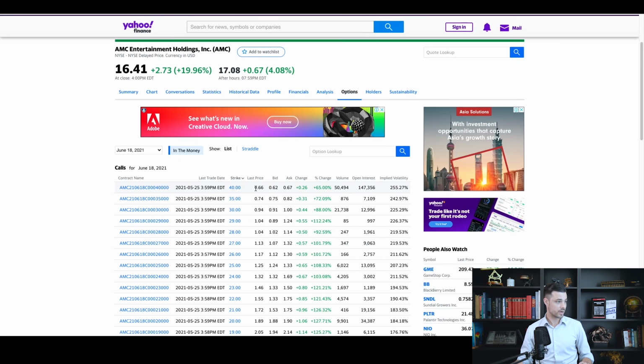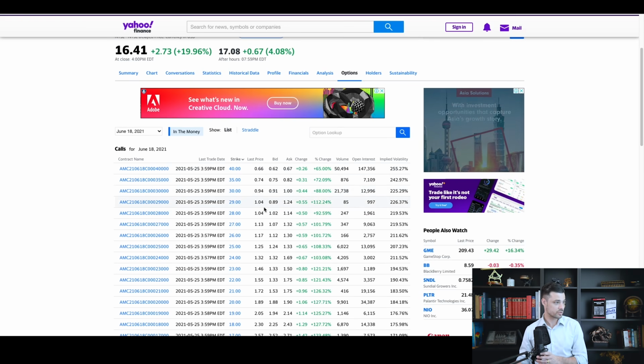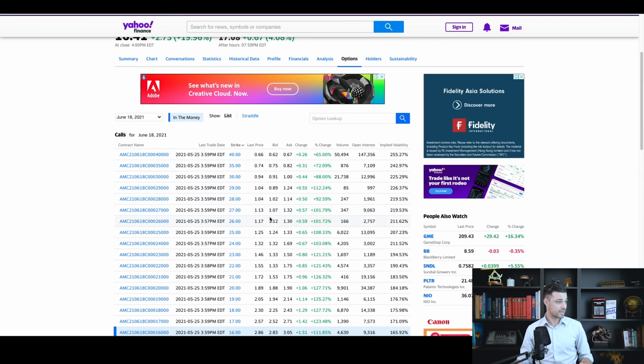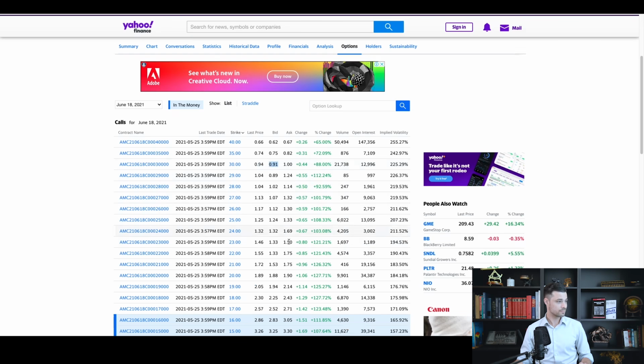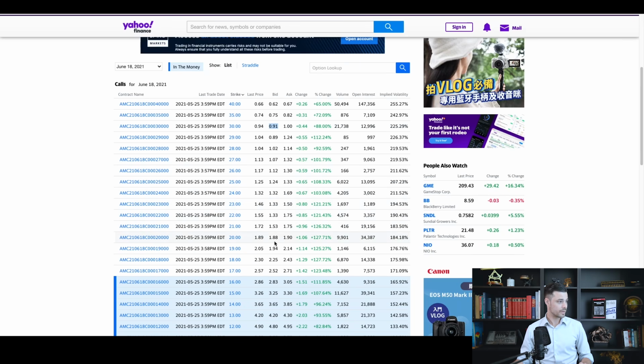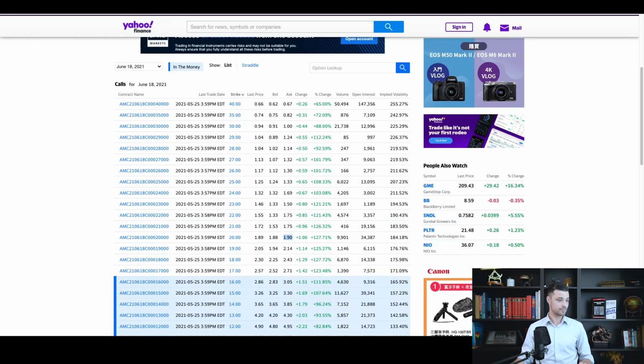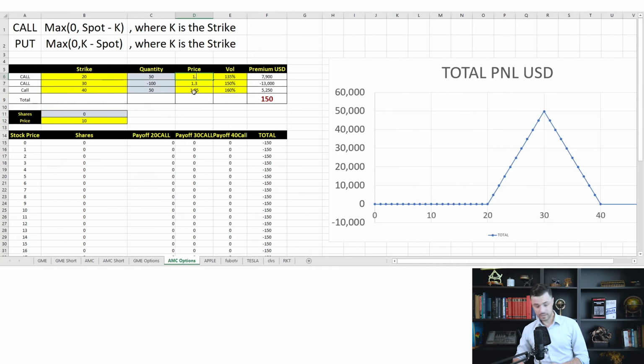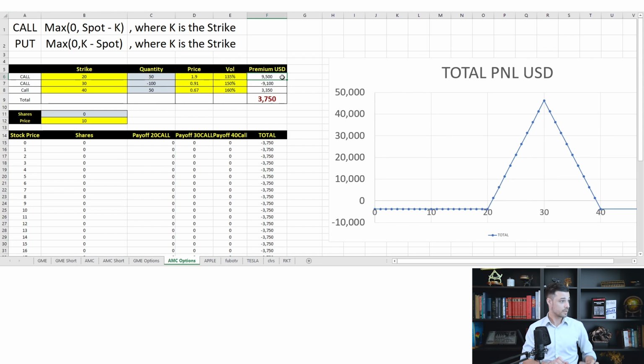The 40 strike is at 66, so let's say we buy at 67. Let's say we cross the bid-ask spread. The 30, we're going to sell it at 91. And the 20 is at 190. This one we're going to sell at 91, and we buy this one at 67. And here I just compute my premium, and bam.